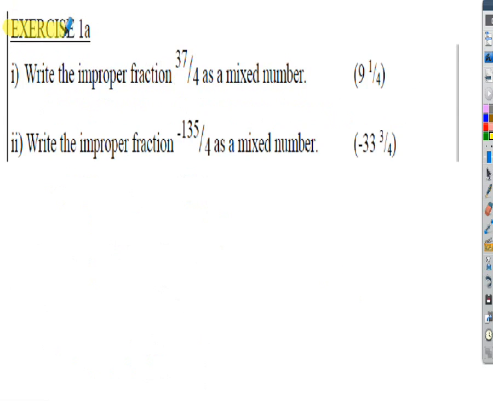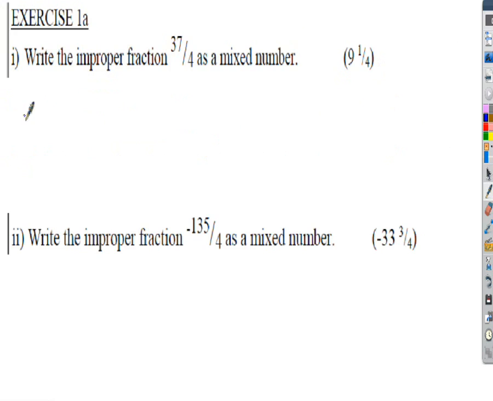Here's exercise 1A for you to attempt. In part 1, we're asked to write the improper fraction of 37 divided by 4 as a mixed number. And in part 2, we're asked to write the improper fraction of negative 135 divided by 4 as a mixed number. The answers are shown in the brackets on the right hand side. I would encourage you to stop the presentation and undertake this exercise, but the worked solutions are shown on the following slide.